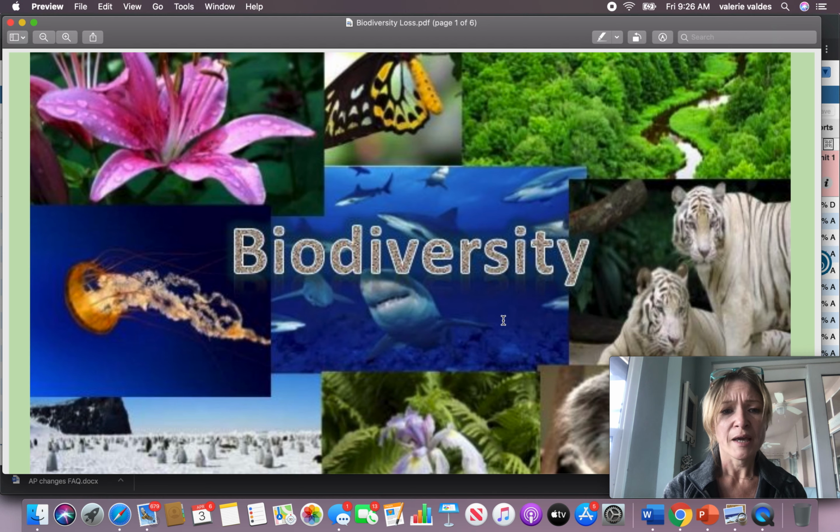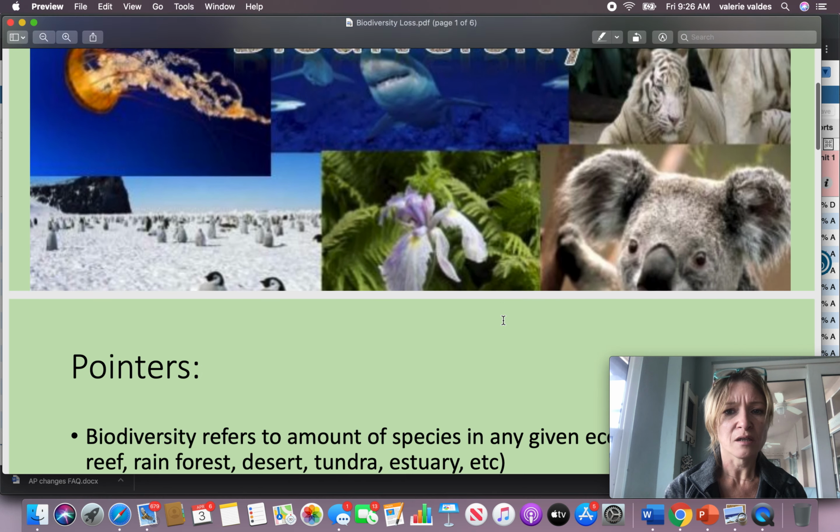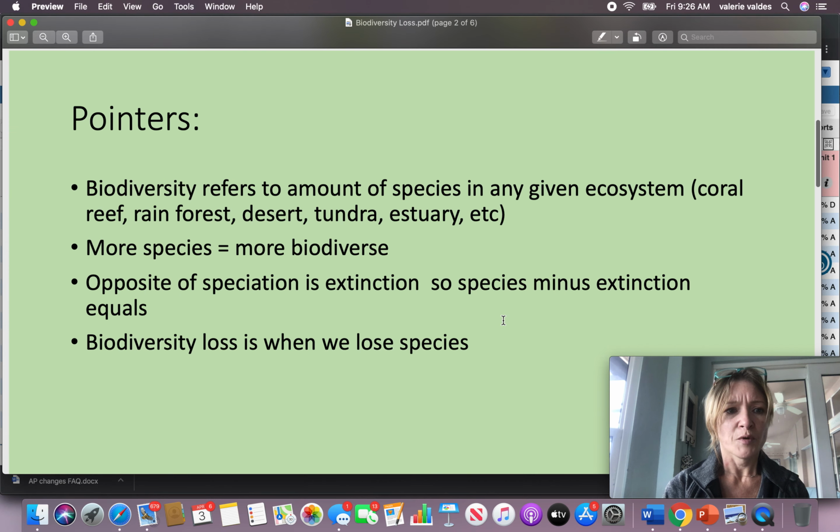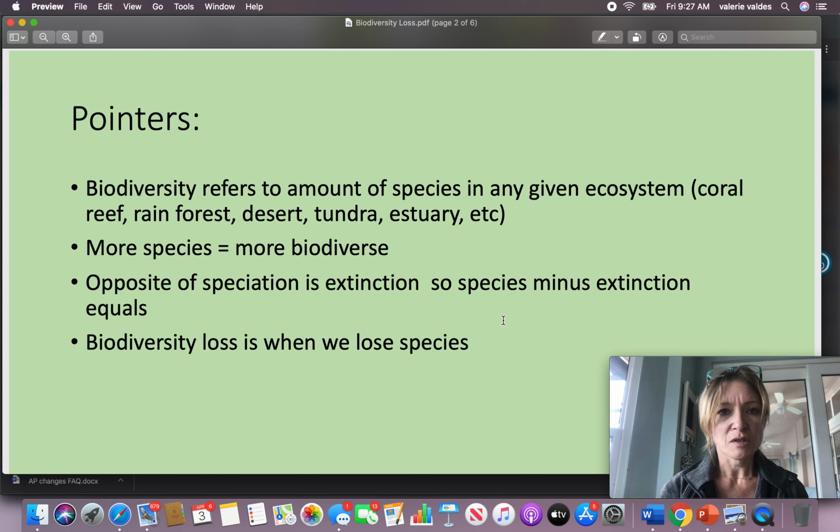All right, so anyways, in terms of biodiversity loss, some of the pointers I wanted to talk about. Remember, biodiversity refers to the amount of species in any given ecosystem. So we're talking about ecosystems here. Obviously the amount of species in a rainforest is going to be very different from the amount of species in the tundra. But ultimately, each ecosystem has a level of biodiversity. The more species, the more biodiverse.